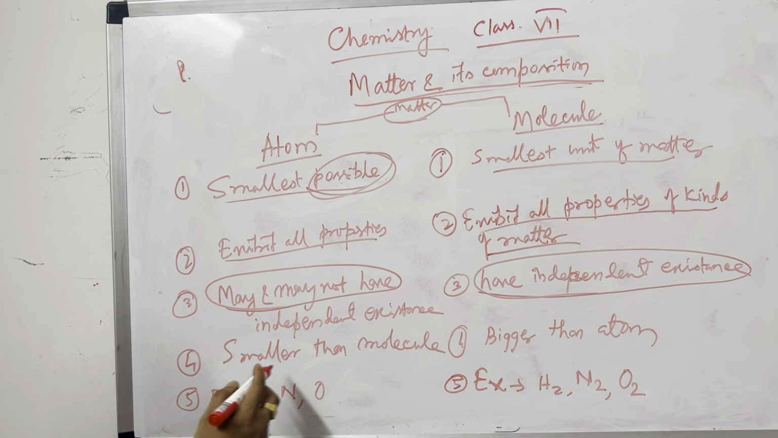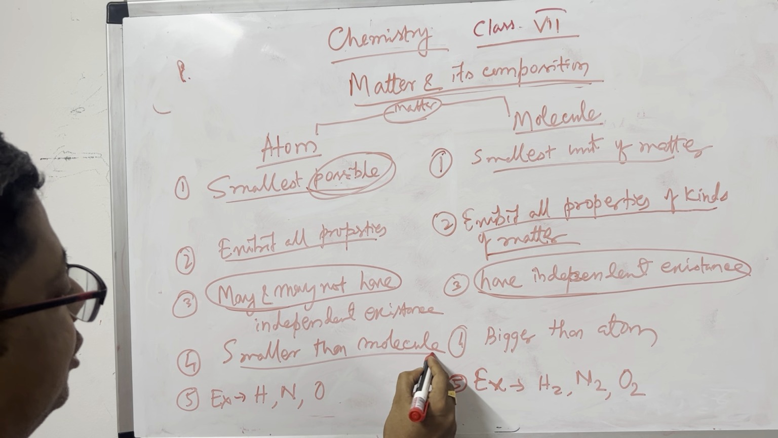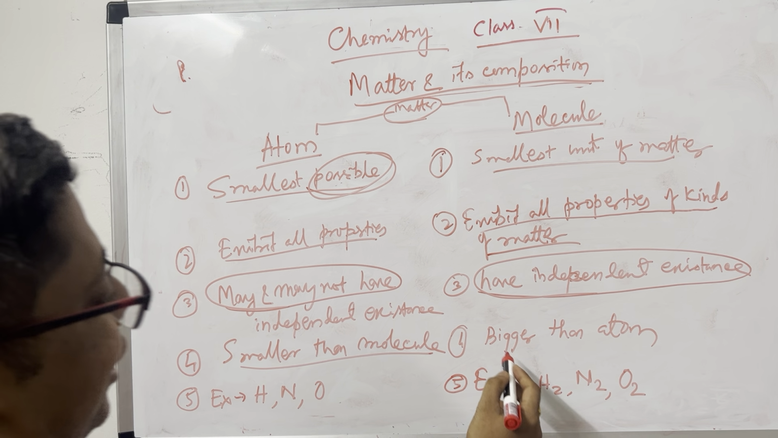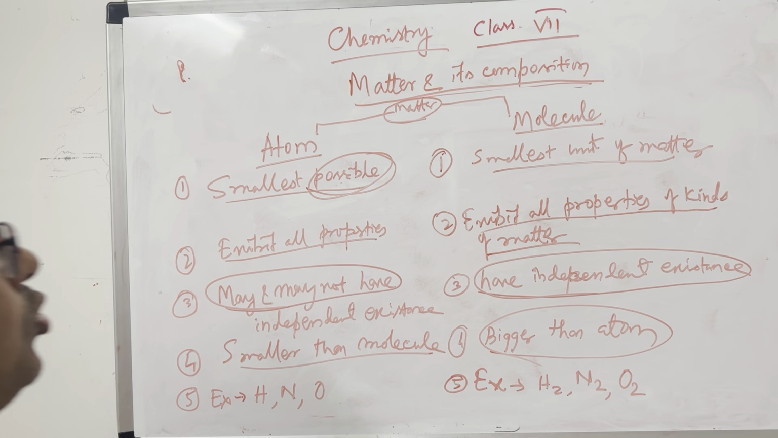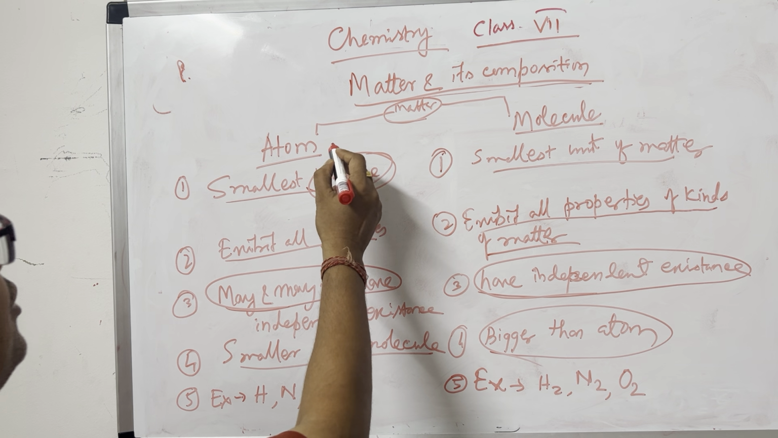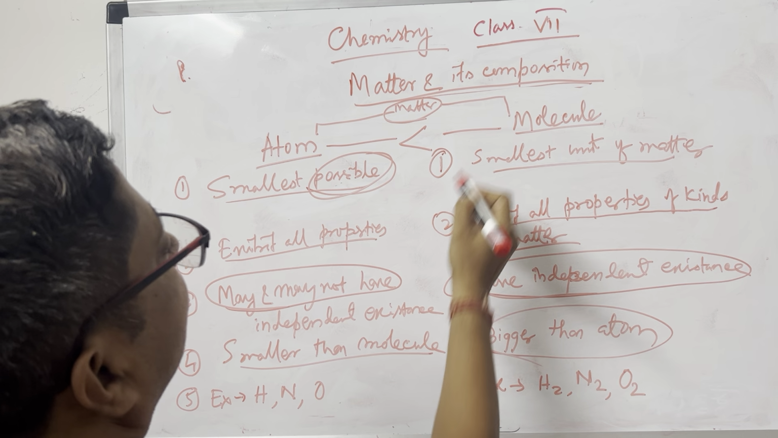Then come to the fourth point, smaller than molecule. An atom is always smaller than a molecule, and a molecule is bigger than an atom. Molecule is bigger, meaning atom is, I can write, smaller than molecule.